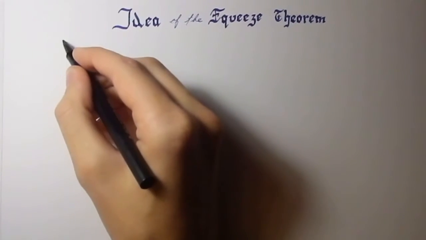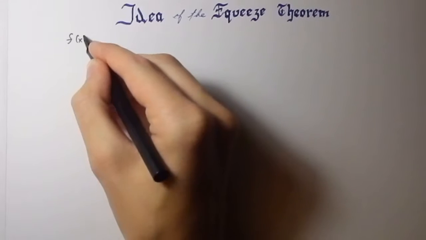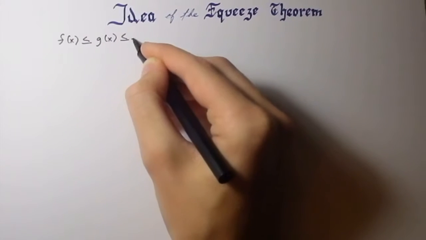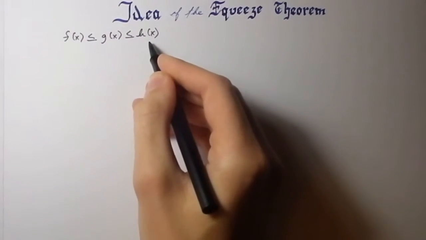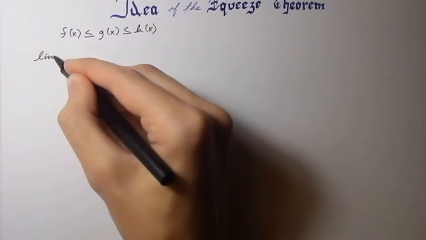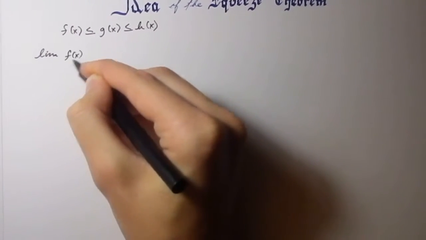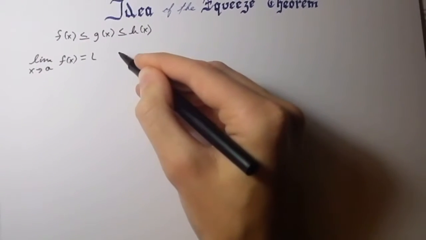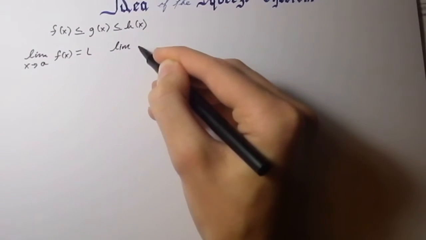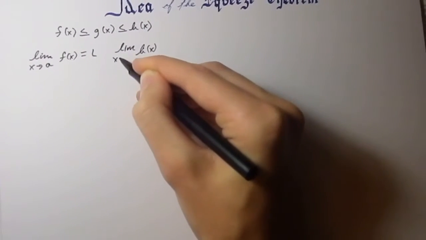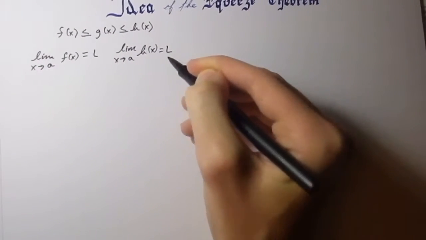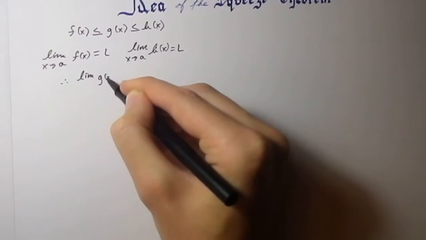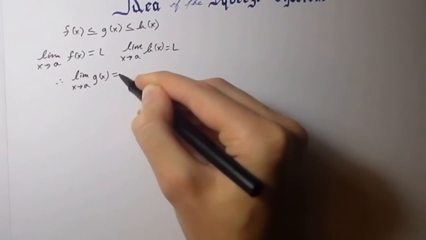It essentially states that if you have some function f of x, which is less than or equal to g of x, which is less than or equal to h of x, and you know that the limit of f of x as x approaches some value a equals L, and the limit of h of x as x approaches a equals L, then, or therefore, the limit of g of x as x approaches a has to equal L.